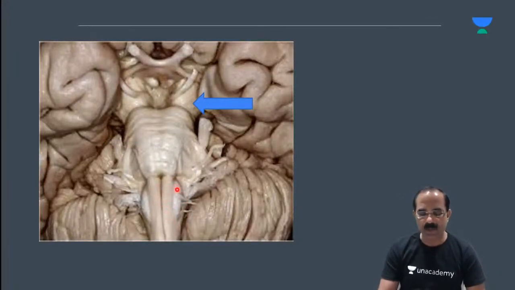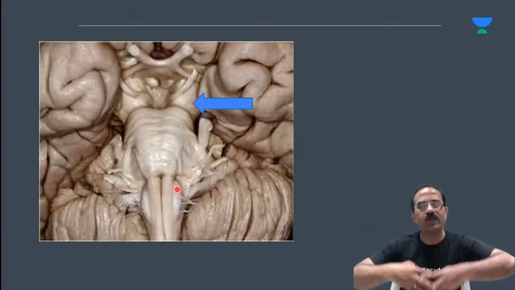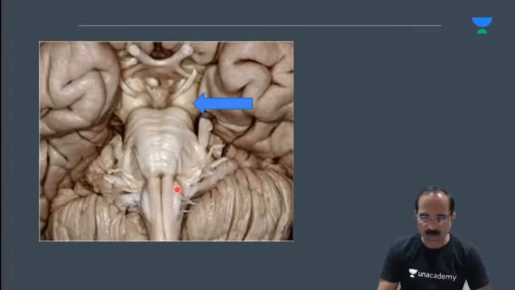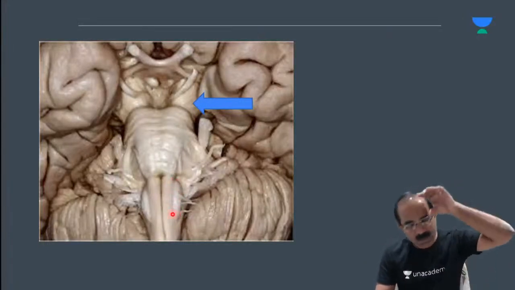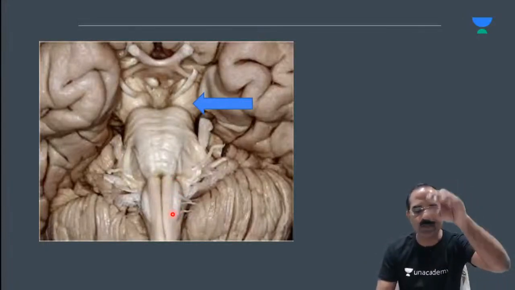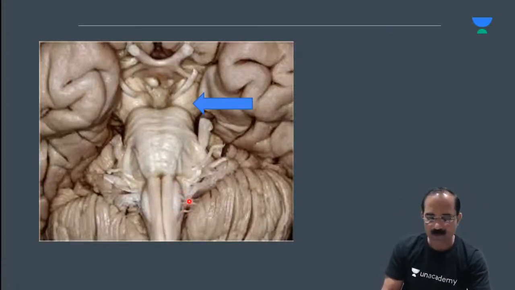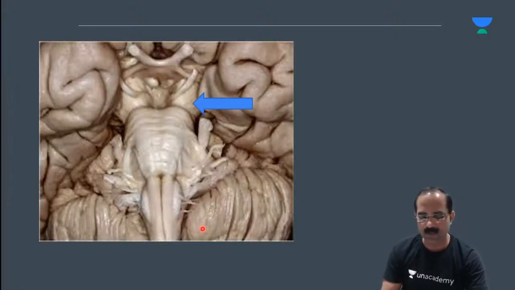The pyramids are formed by crossing of corticospinal tracts. The olives are formed by the inferior olivary nucleus, which lies deep to it, and the last one is the inferior cerebellar peduncle. Okay, I hope this slide is clear to you.